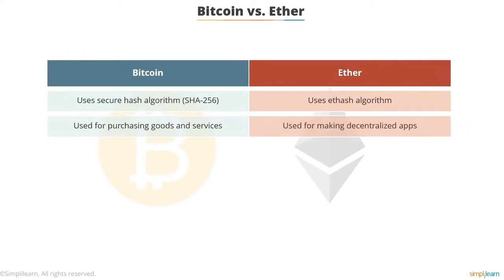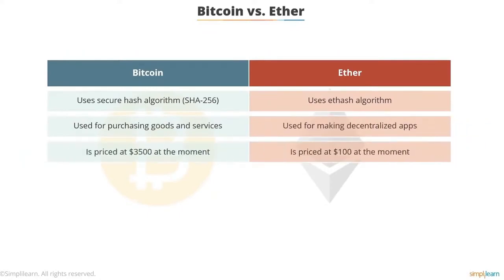The third difference is in the price of the two cryptocurrencies. Currently, the price of BTC is approximately $3,500 while that of ETH is approximately $100. The market cap of BTC is almost 6 times greater than that of ETH, even though ETH has a higher circulating supply. The fourth difference is in the vision behind creation of these two cryptocurrencies.